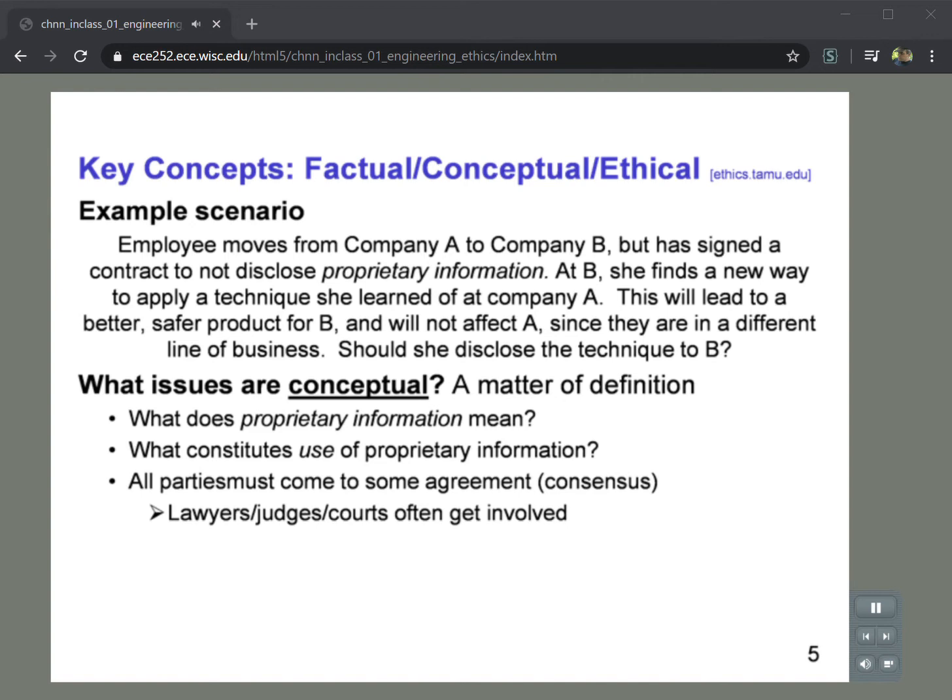In general, these conceptual issues have to be unearthed or agreed upon by everyone involved. So there has to be some kind of consensus, whether it's a true consensus or one that's imposed through a trial process by a judge or a jury. It depends on the scenario, but it is unfortunately the case that quite often lawyers, judges and courts will get involved to help establish these conceptual issues if things escalate to the point where the two companies go to court over the events that have transpired.